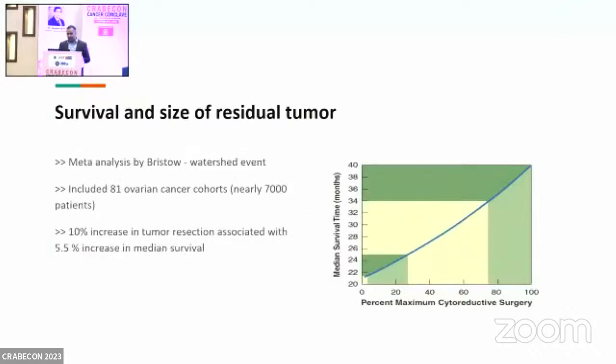Then came the meta-analysis by the Bristow group. This meta-analysis was a watershed event in the evolution of cytoreductive surgery. It was a large meta-analysis; 81 cancer cohorts and around 7,000 patients were included. It clearly stated that with a small increase in the effort of the surgeon, there was a huge improvement in overall survival. A 10% increase in tumor resection was associated with a 5.5% increase in median overall survival.